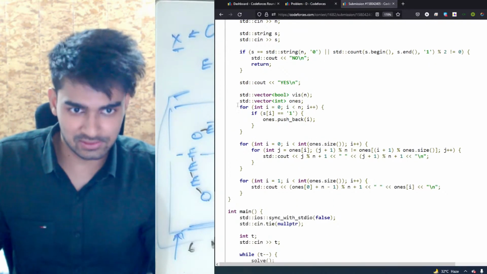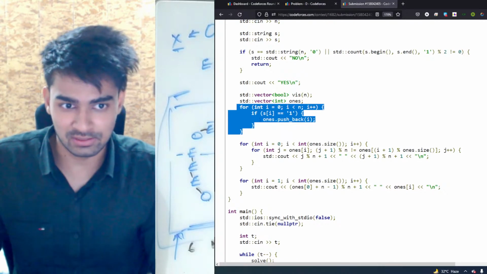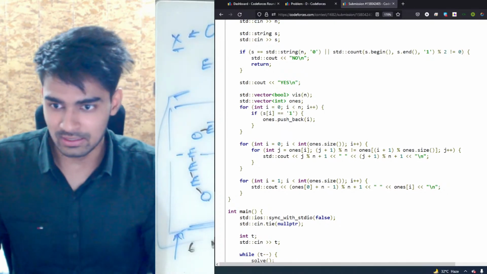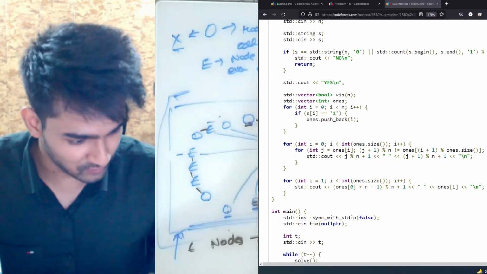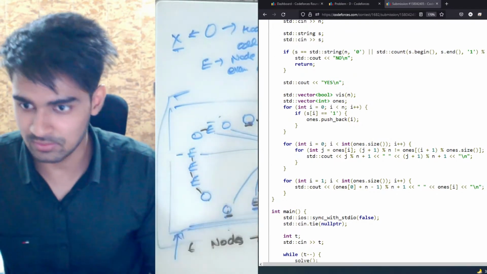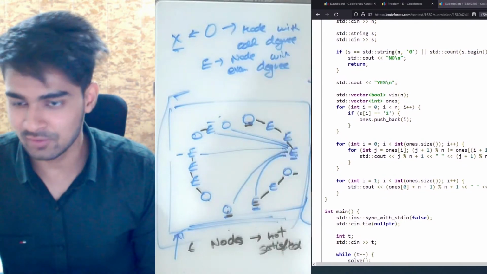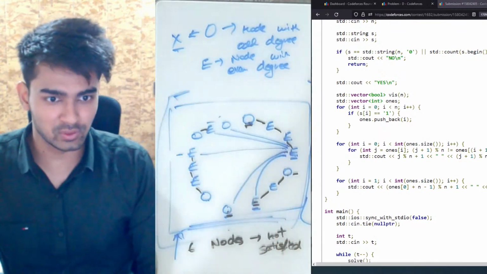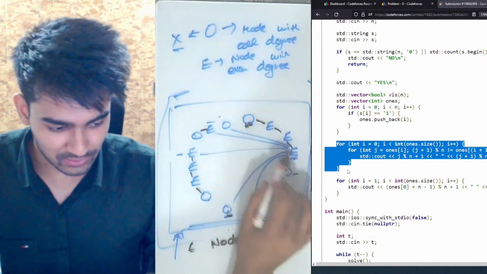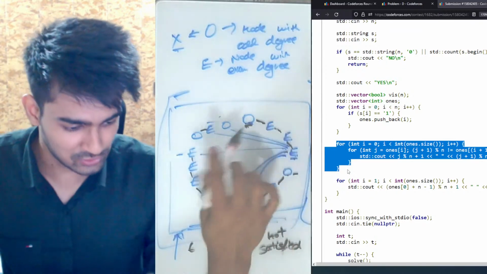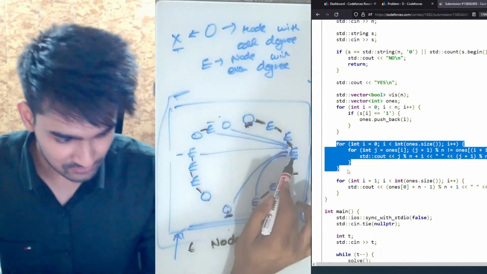Now he's finding the indexes of all the ones. That is exactly what we did in our approach also. We found all the indexes of ones. After finding the indexes of all the ones, in this for loop he's attaching all the subsequent even values together. So he is doing this part, making these edges.